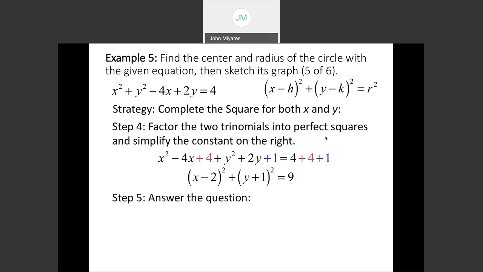Now we're ready to answer the original question, which was to find the center and radius of the circle and sketch the graph. Now that it's in standard form, we can readily identify the center point as 2, negative 1, and the radius as the square root of 9, which is 3.